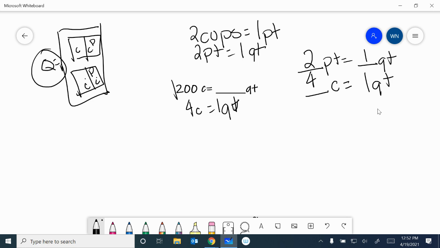smaller number. So I'm going to divide. 200 divided by 4 is 50. So there are 50 quarts in 200 cups.